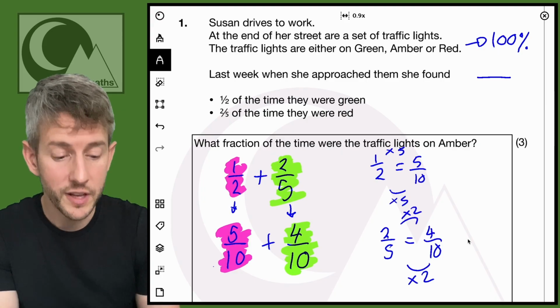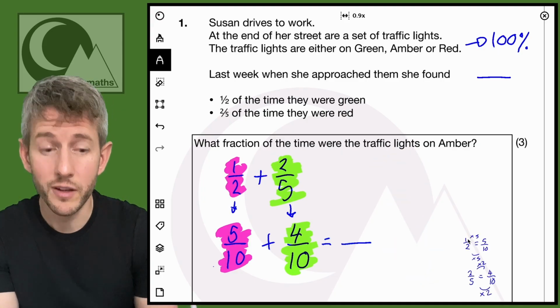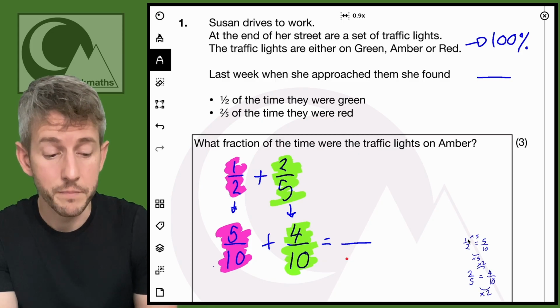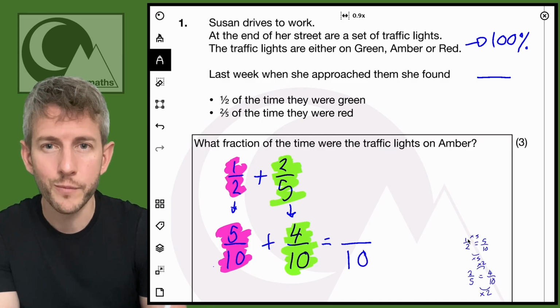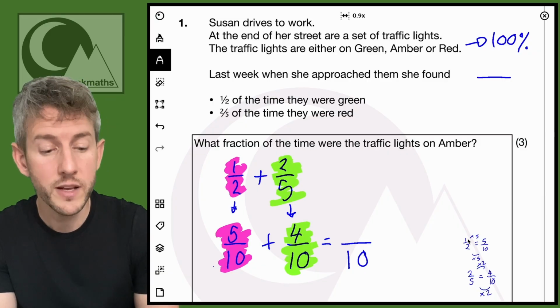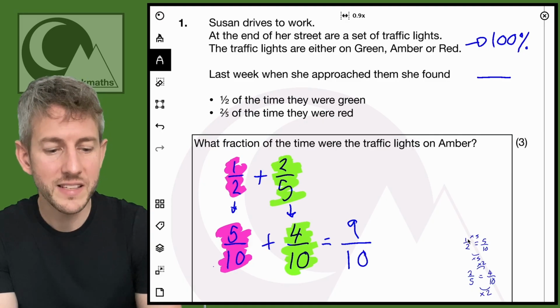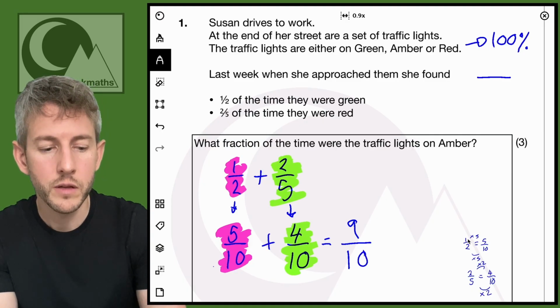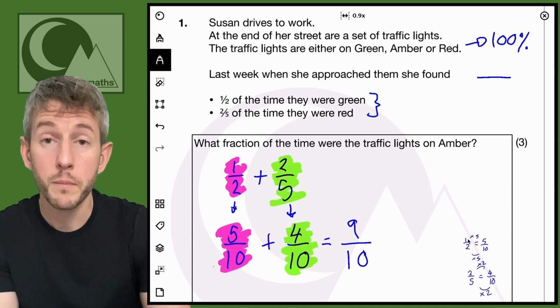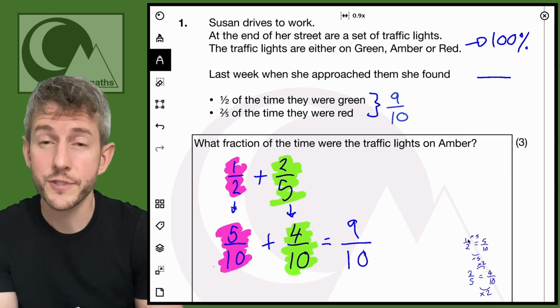So now we've done this, we can add these together. Remember, when we're adding fractions together, the denominator stays the same. So now we know we've got 5/10 add 4/10. So 5/10 add 4/10 makes 9/10. Okay, so here we go. So that's our answer to this first part. So we know that half of the time plus 2/5 of the time equals 9/10 of the time.